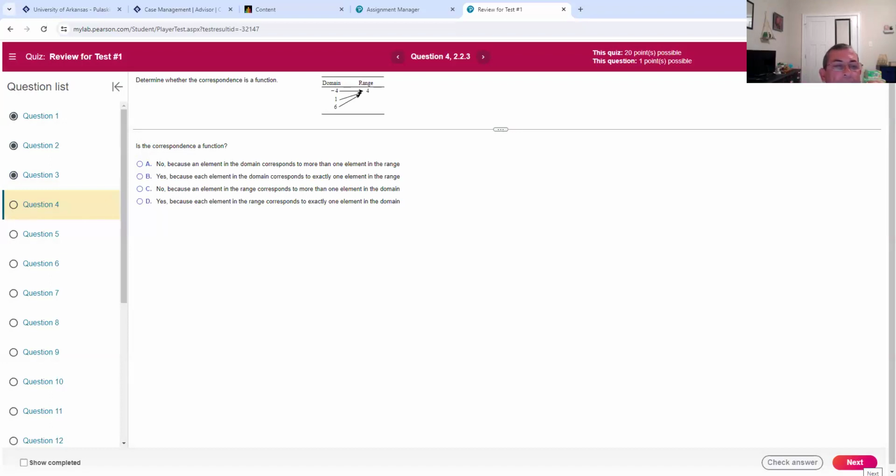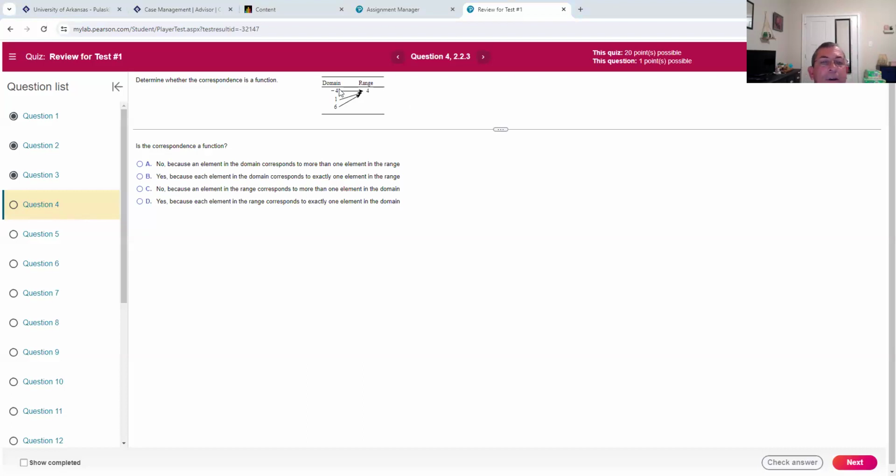So this one should be on y'all. Let's see. Y'all can see that. You got your domain is -4, 1, and 6. They're all pointing to the range value of number 4. So y'all, is this a function or not? So yes, good job, y'all.